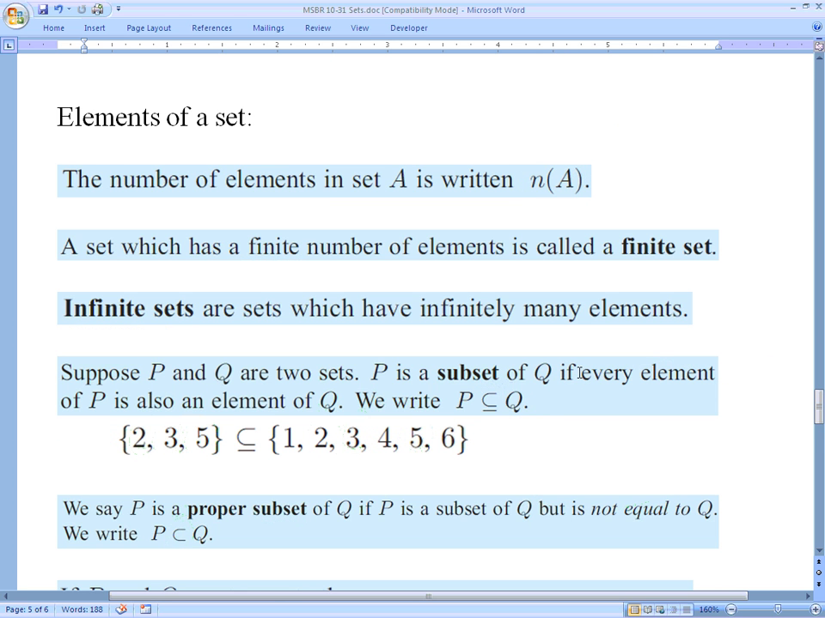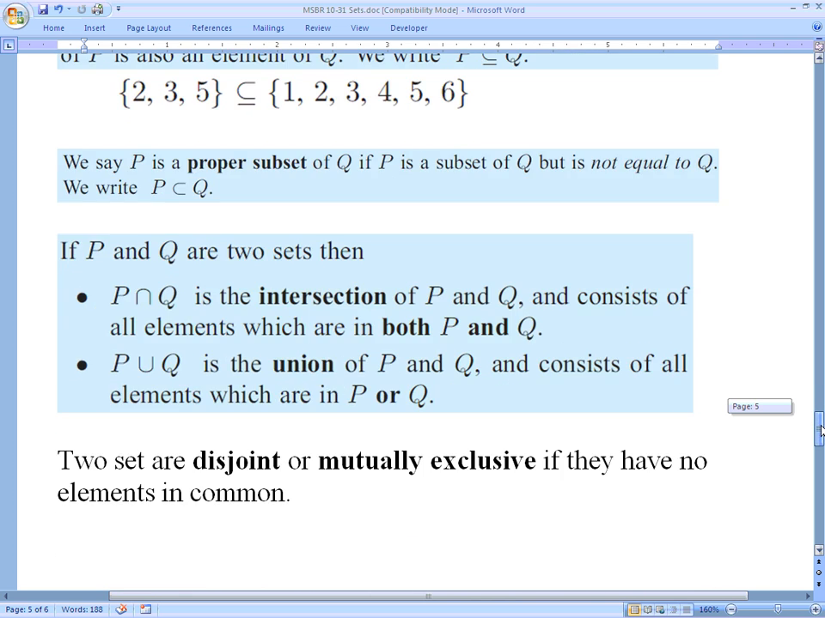Last bit of terms. And we've seen this before. We've got our intersection symbol. It means the same thing that we saw in probability. It means both P and Q.